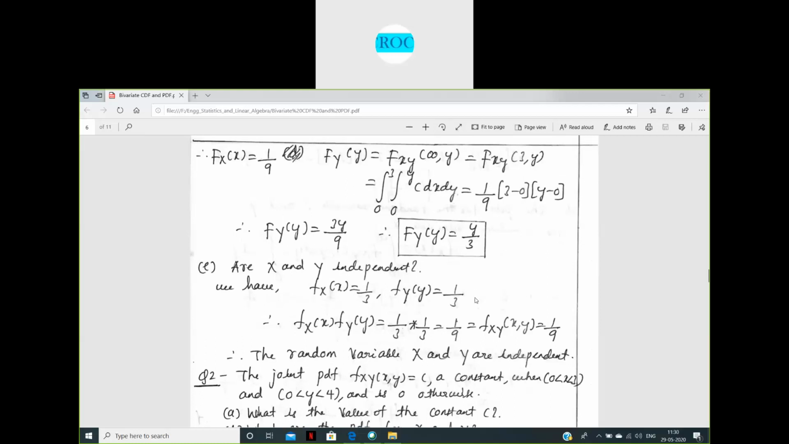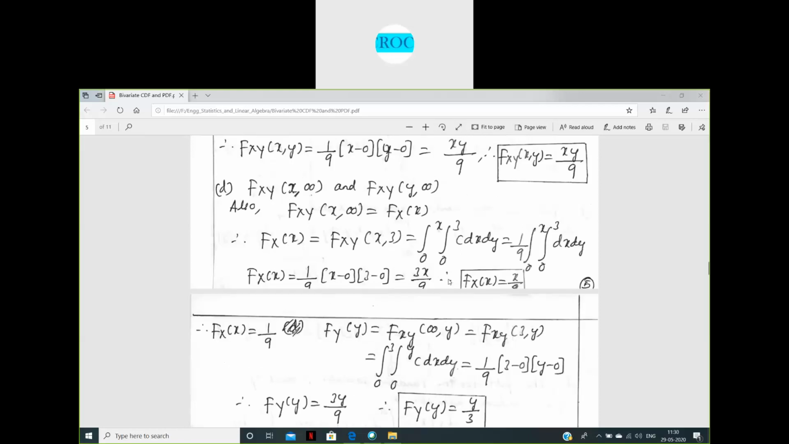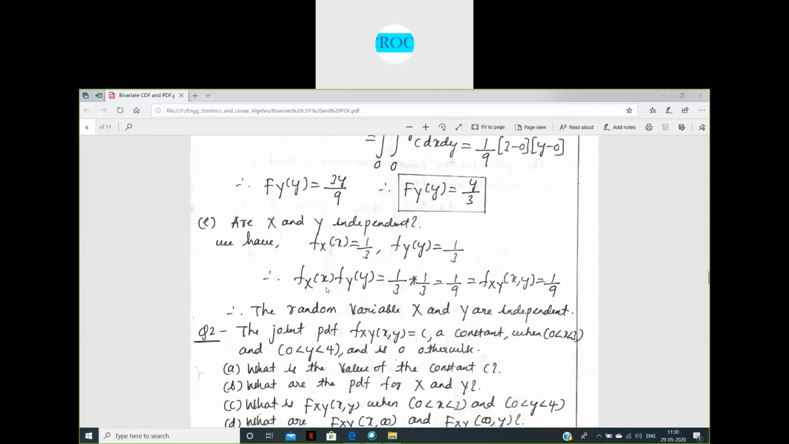Next, we need to find whether these two random variables are independent. What we know is fX(x) is nothing but 1/3, and fY(y) is nothing but 1/3. We calculated it here: the PDF for Y is 1/3, and the PDF for X is 1/3. And also fXY(x, y) is equal to 1/9. So 1/3 times 1/3 will be 1/9, which is equal to 1/9, which is fXY(x, y). Since the relation is satisfied, we can say that the random variables X and Y are independent.